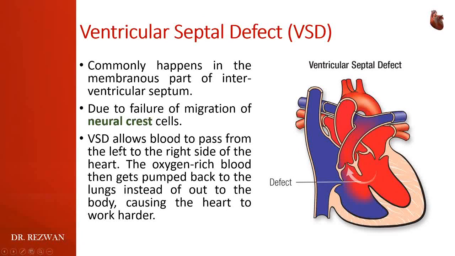Due to the presence of the ventricular septal defect, blood may go from the left ventricle to the right ventricle. That means oxygenated blood from the left ventricle will go into the right ventricle, and again the right ventricular workload will be increased, and an excessive amount of blood will be accommodated in the right ventricle, which will go through the pulmonary trunk to the lungs.